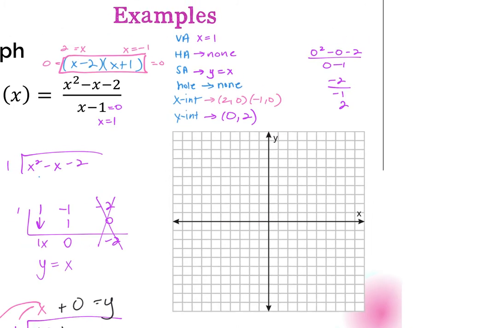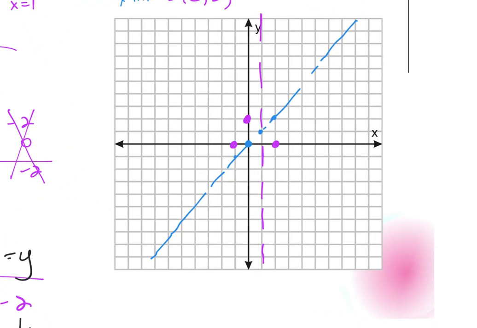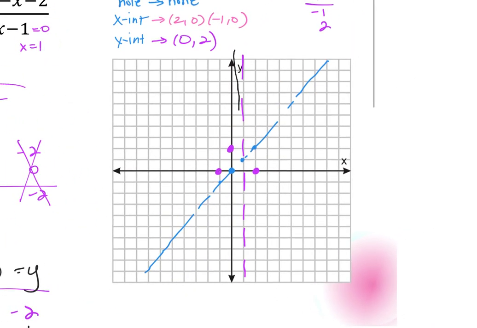Thank you. You're welcome. Okay, so vertical asymptote is x equals 1. There's no horizontal. My slant is y equals x, which means my b is 0 and my slope is 1. So I start at 0, 0. I go up 1 and to the right 1. My x-intercepts are at 2, 0 and -1, 0. And my y-intercept is 0, 2. So where do we think this curve is going? Good. Top left, bottom right.